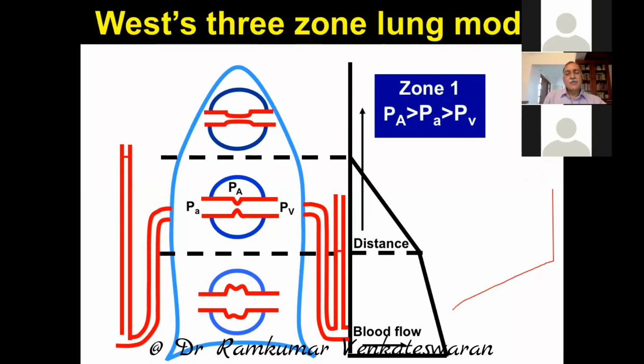If the alveolar pressure happens to be higher than the pulmonary arterial pressure, then no blood will flow through this particular alveolus or this particular lung slice, and this particular lung slice will only get ventilated, will not get perfused, and will contribute to what we call dead space ventilation.